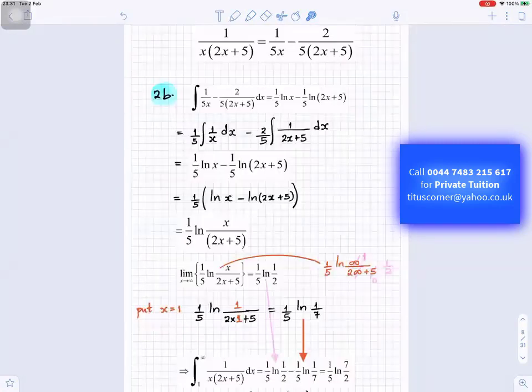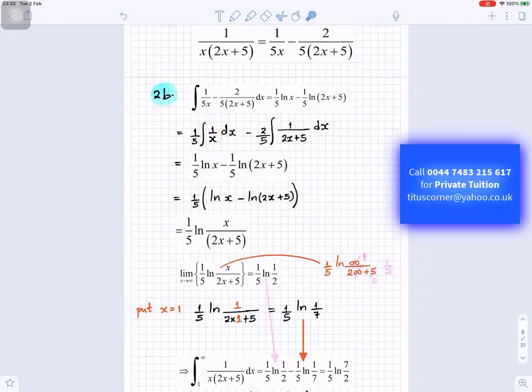So we can now integrate. So we want to integrate 1 over 5x, and we want to integrate 2 over 5 bracket 2x plus 5. So 1 over 5 can go out of the bracket. We have 1 over x left. And 2 over 5 can go out of the bracket, and we have 1 over 2x plus 5. When you integrate 1 over x, you get ln x. Integral of 1 over x is ln x.